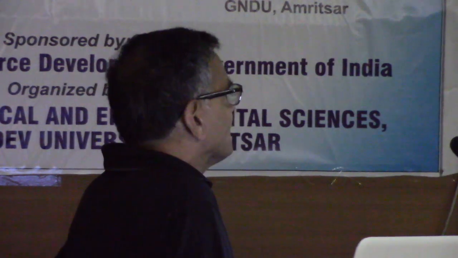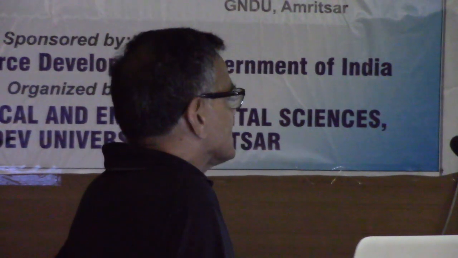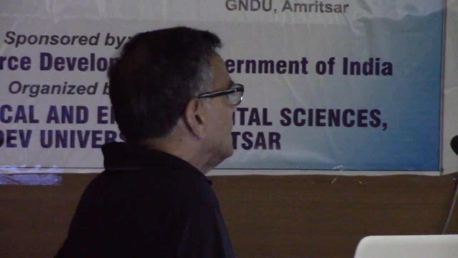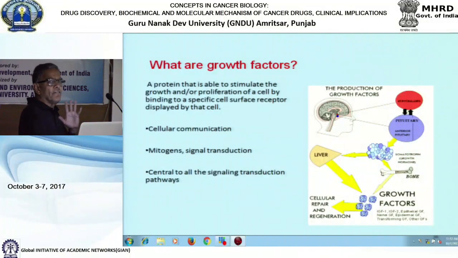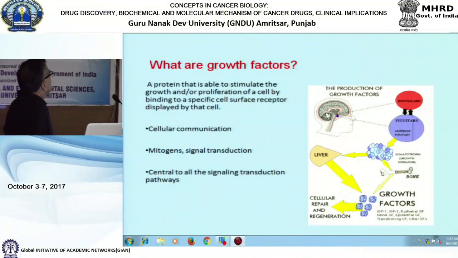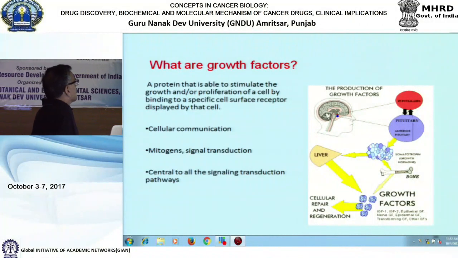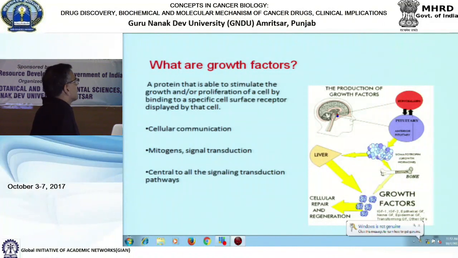Receptors that are for proliferation and differentiation. You have a signaling occurring, and these signals regulate the growth factor function. So protein factors all work at a cell membrane level. They stimulate the growth or proliferation of the cell by binding to a specific cell surface receptor, right?